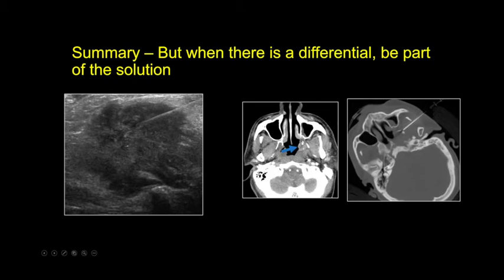Here's a very small recurrence on the lateral nasopharyngeal wall. Looks like a mass, but somebody had to prove it, so we did a biopsy with CT guidance. This was mucosa covered, so the surgeon would have had a hard time finding it. So when there is a differential, be part of the solution. Thank you so much for your attention, and I look forward to seeing everybody next year in our dedicated real setting. Thank you.